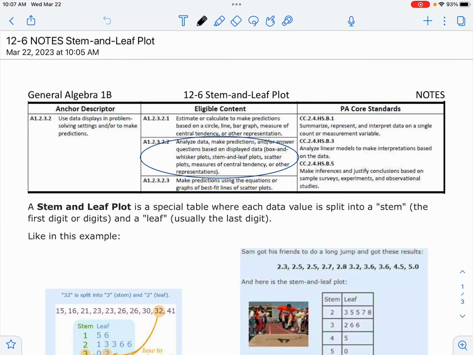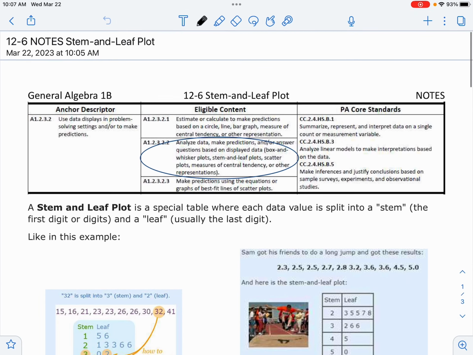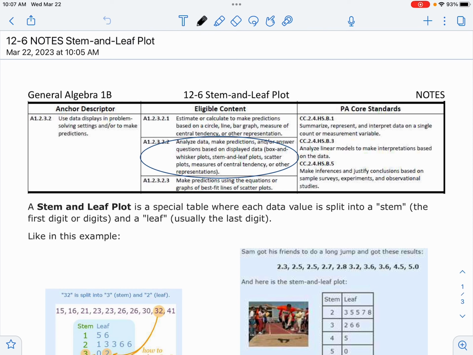All right, today we're going to be moving into 12.6, and 12.6 is about stem and leaf plots. You can see that the Keystones need us to be able to read stem and leaf plots and represent data with stem and leaf plots, and we're going to find mean, median, and mode with stem and leaf plots.